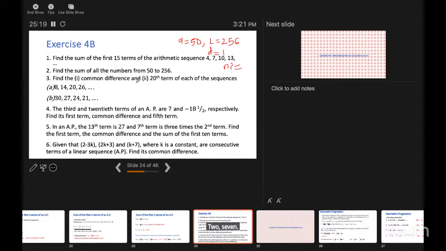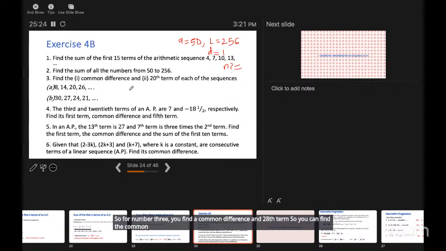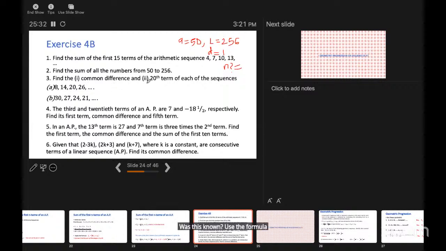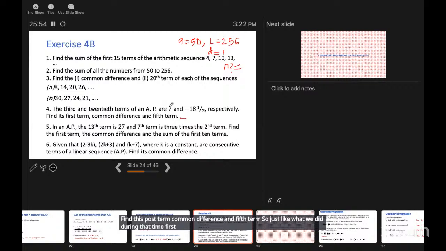So for number 3, you find the common difference and the 28th term. Once this is known, use the formula Tn equals A plus n minus 1 D. The same thing for A and B. The third and 28th terms of an AP are 7 and minus 18.5, respectively. Find the first term, common difference, and fifth term. Just like what we did the other time, two simultaneous equations is what you are going to have here. You should be able to do that.